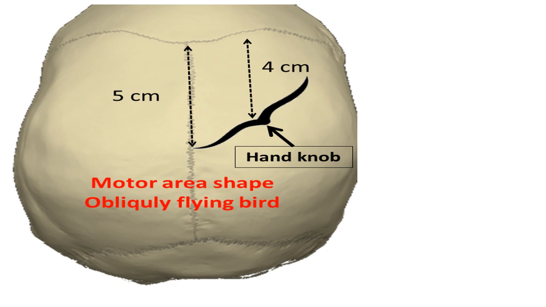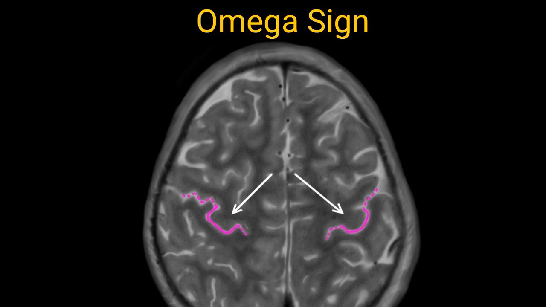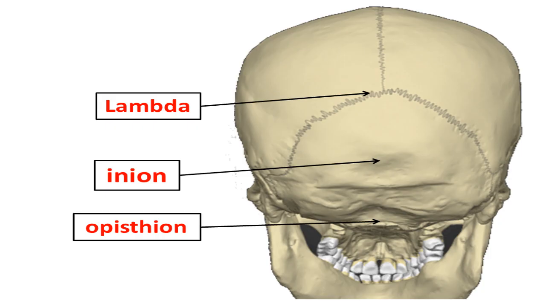The posterior end of the motor area is 5 cm posterior to the bregma, and because the motor area takes the shape of an obliquely flying bird, it is logical that the hand knob is 4 cm posterior to the bregma. This knob contains the primary motor neurons of the hand with somatotopic organization, where the fifth finger is most medial and the thumb is most lateral. Hand knob defines the motor area in imaging, as we will see in the video of radiological identification of the cortical regions. Now let's take a look at the posterior surface of the skull.